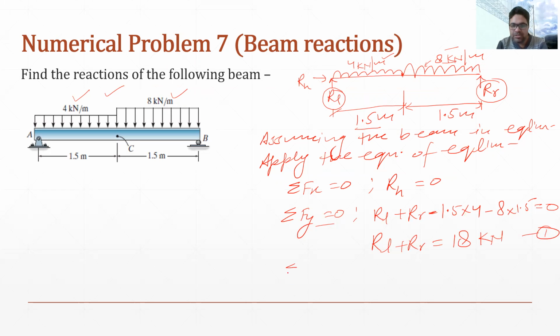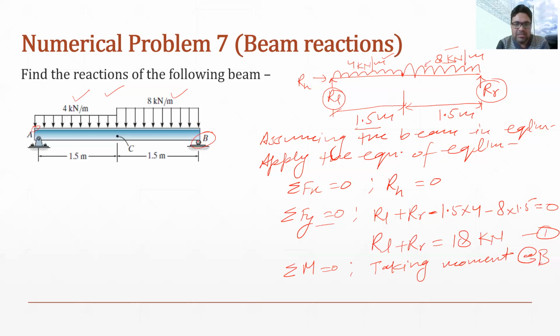And now we will use the third equation of equilibrium, which is summation of M equals 0. So in that case, we will take moment about B. In the previous example we took moment about A. Now this time I will be taking moment about B, because as the whole beam is in equilibrium, whichever point I take moment about, the algebraic sum of the moments of all the forces about that point will be 0.